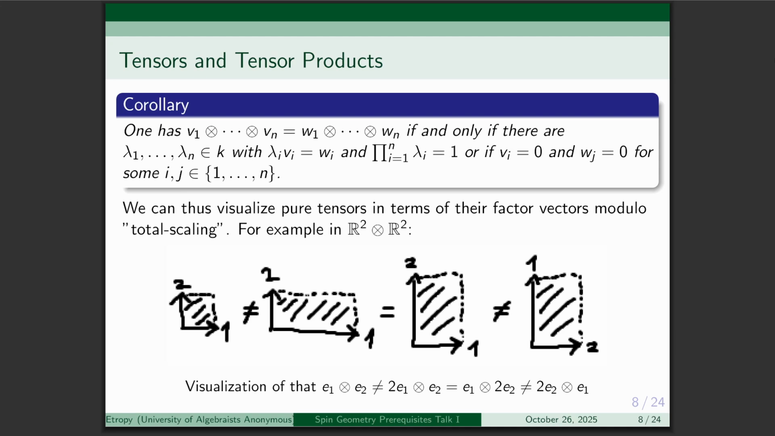Of course, not all tensors are pure. I can do something like E1 tensor E2 plus E2 tensor E1. And this no longer can be written as just a tensor product A tensor B, and so you cannot draw it this way. You have to decompose it into pure factors and then think of it as the sum. Another thing you have to be careful of, you can have a tensor like E1 tensor E1. There's no reason why this should be 0. In fact, you can prove this is not 0. And so you get this multiplicity going on. So that's something that you have to consider.